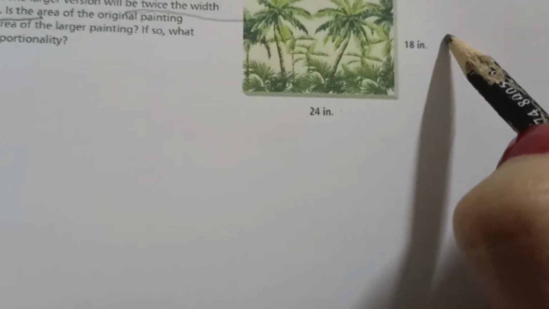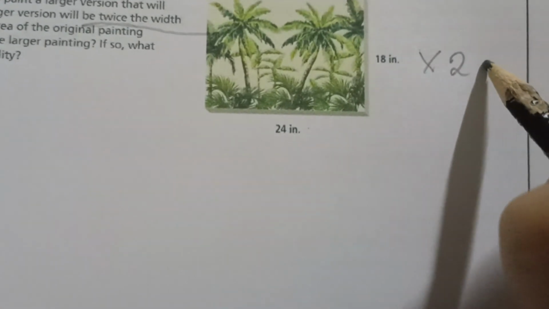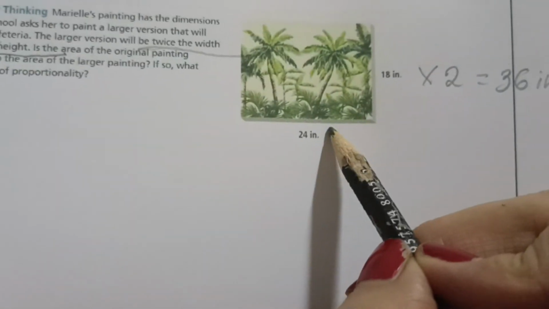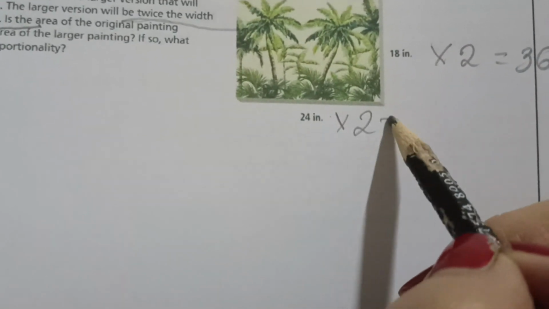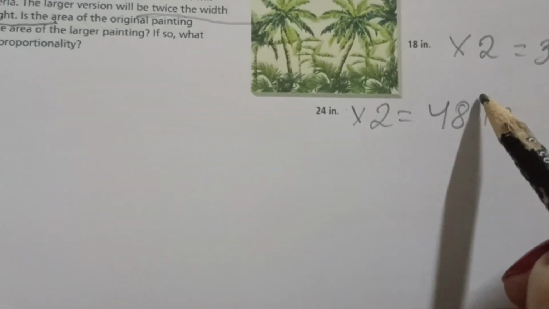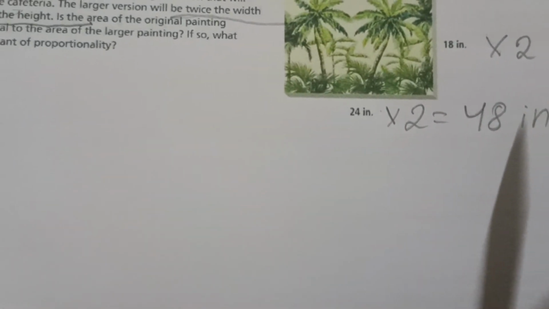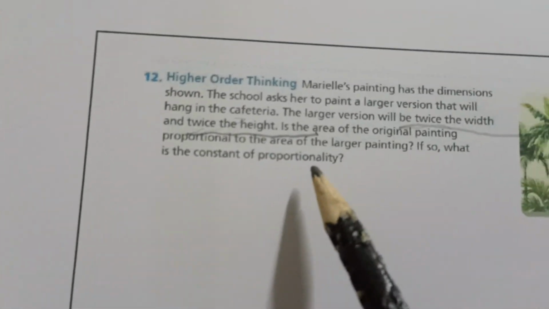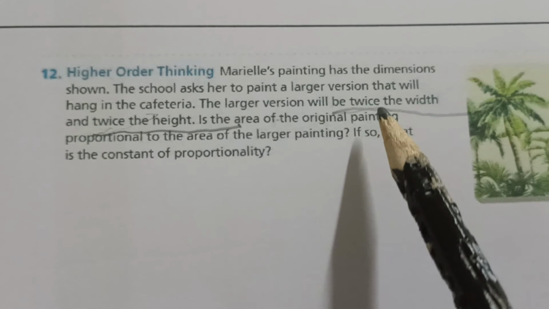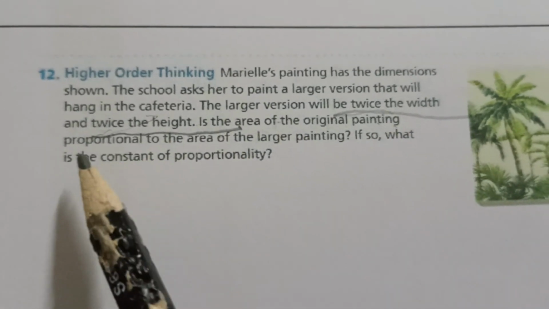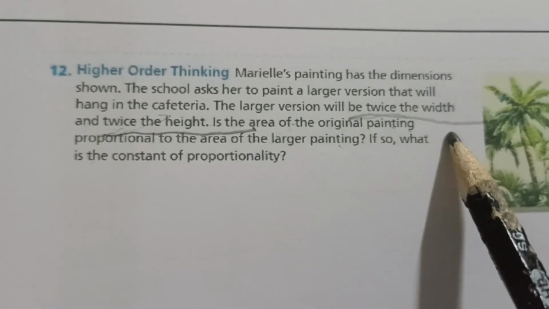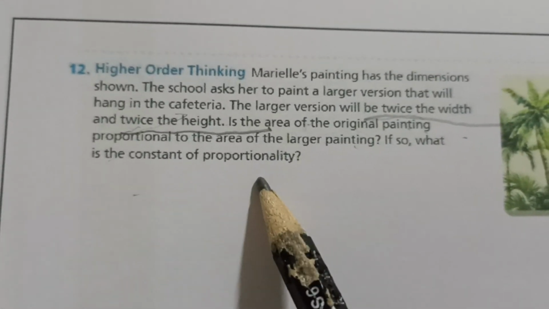So this is the original painting. The larger version is going to be here, multiplying by 2, 36 inches here, and 24 multiplied by 2 is going to be 48 inches here. It's about the larger version, okay? Now we need to compare the areas. The question is, is the area of the original painting proportional to the area of the larger painting? If so, what is the constant of proportionality?